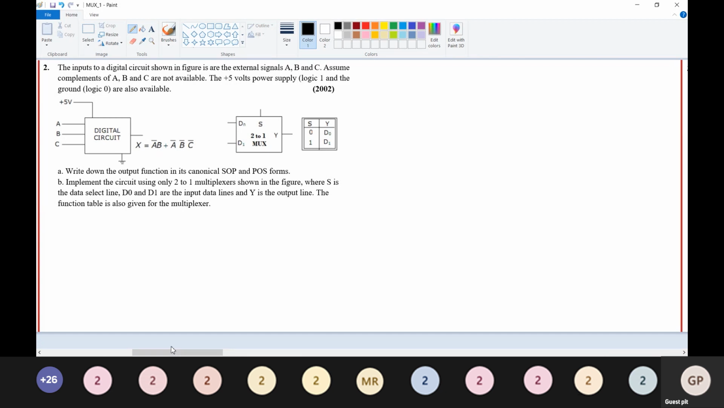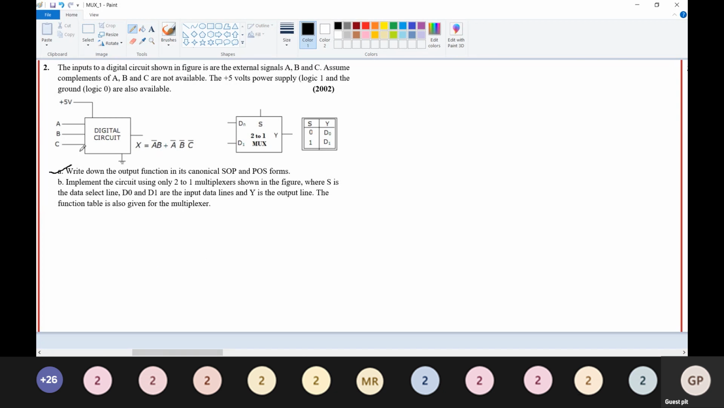The circuit diagram is given here, and what you are supposed to find is: write down the output function in its canonical SOP and POS form. So we have part A and part B. Part B: implement the circuit using only the 2:1 mux shown in the figure, where S is the data select line, D0 and D1 are the inputs, Y is the output. The function table is also given for the multiplexer. This question was asked in 2002, a 5 mark question. First we'll find the solution for part A.